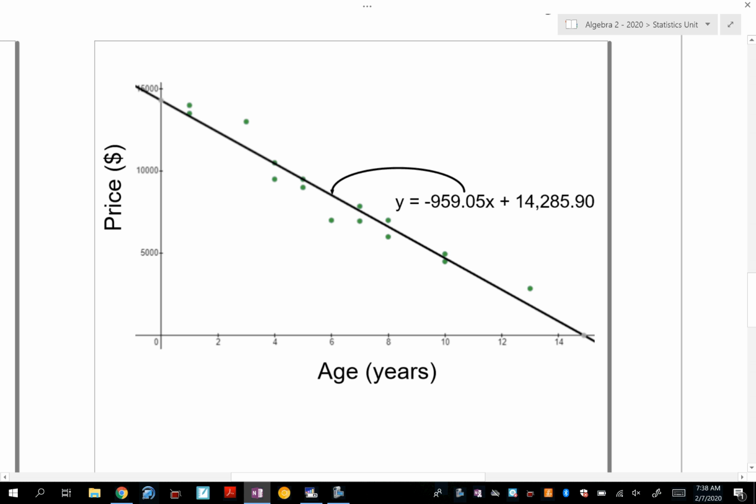Think back to Wednesday. Do you remember the three things we had to describe when we look at a scatter plot? One more. The form would be linear or not linear. There's one more word.